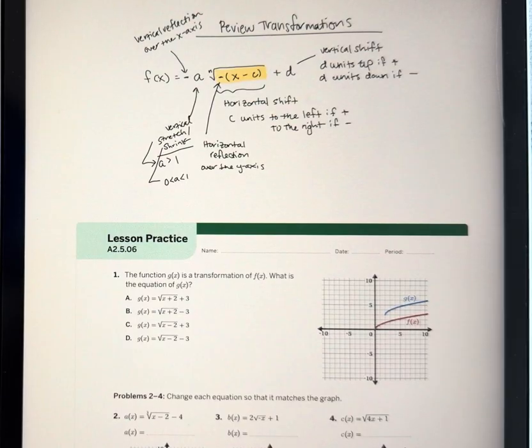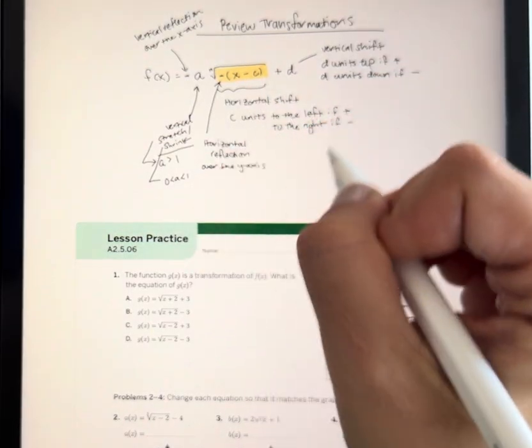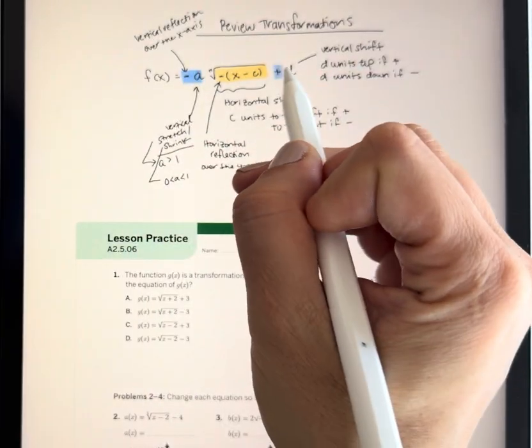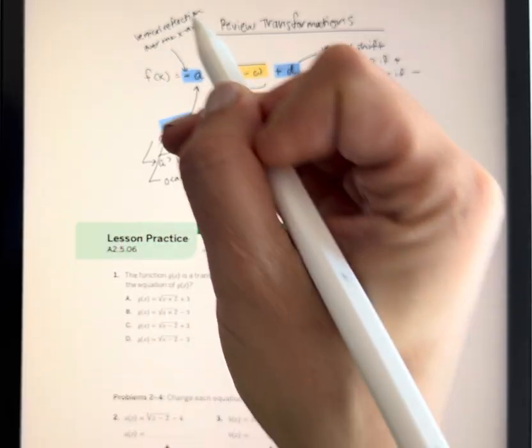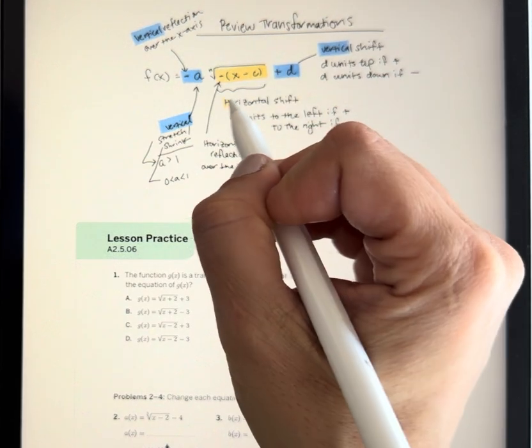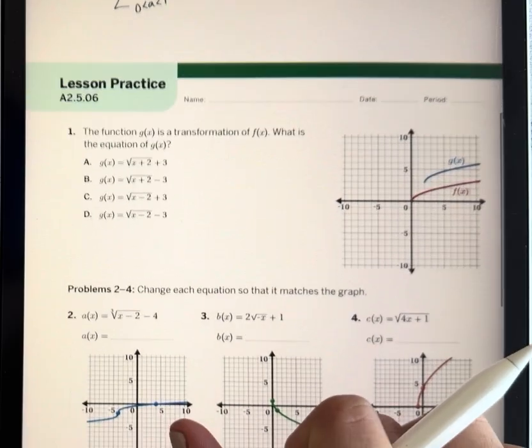So that's that, okay, you guys? Please note, everything inside the radical with x was a horizontal something. And everything that's outside of it is vertical, vertical, vertical, vertical, okay? And then everything inside is horizontal, horizontal, okay? Cool. So that's our little review. Now let's go put it to use.